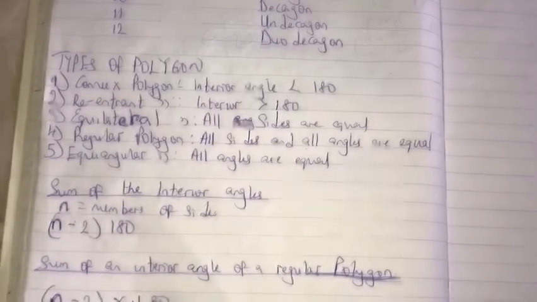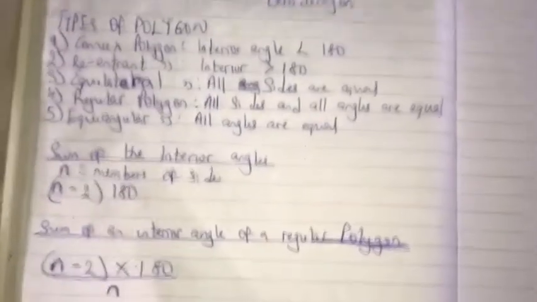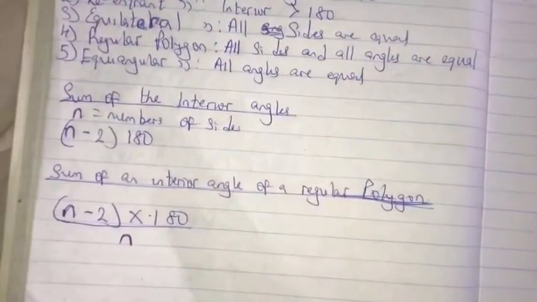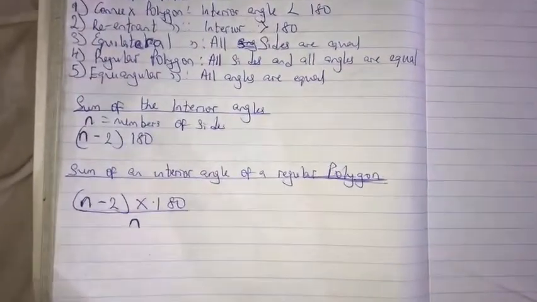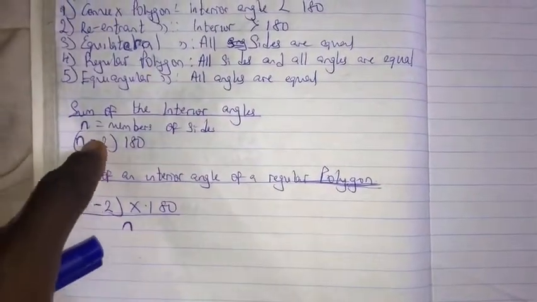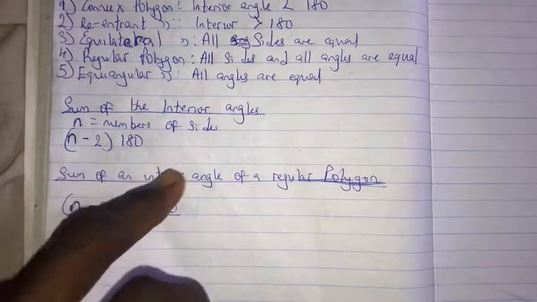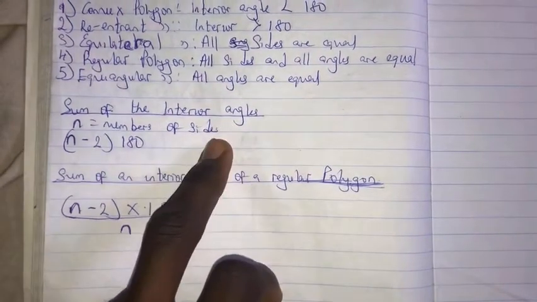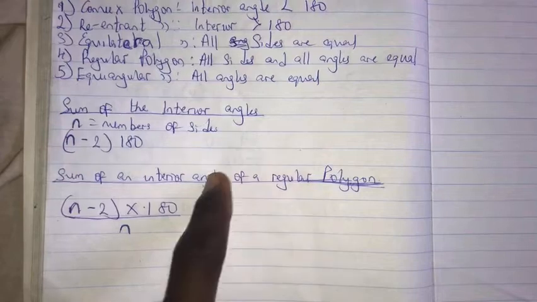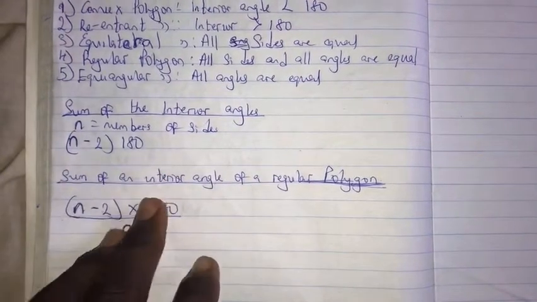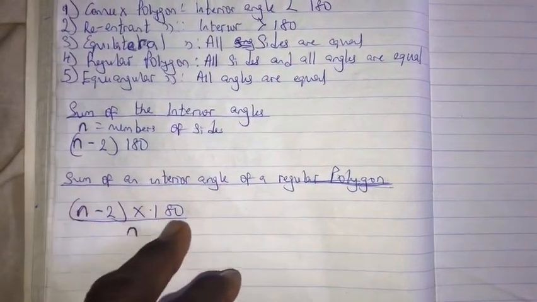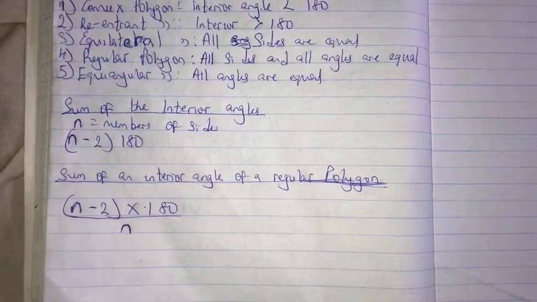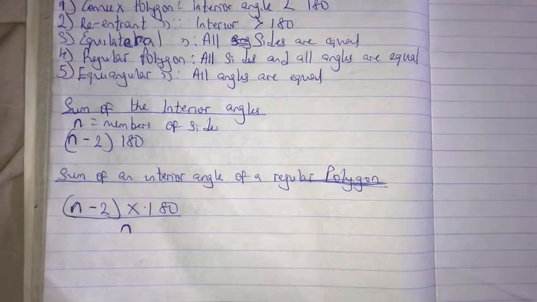Then this is the formula derived for looking for the sum of the interior angles. Quickly take note of something: the first formula here is used to look for the angle given the number of sides, while the other formula here, which is (n minus 2) times 180 over n, is used to look for the number of sides given the angle. So we look into that.